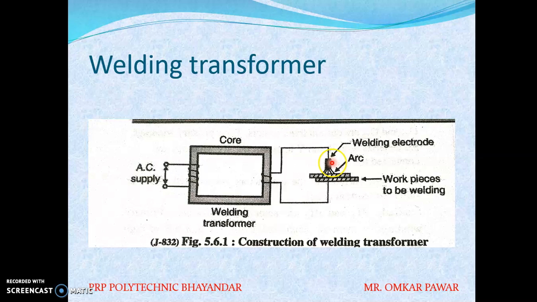Basically the cathode is connected here, this is the work piece to be welded, and this is the welding electrode. This is a resistive material, so by using resistance a large amount of heat is generated, and because of that heat the welding electrode gets deposited, and these two pieces can be welded.